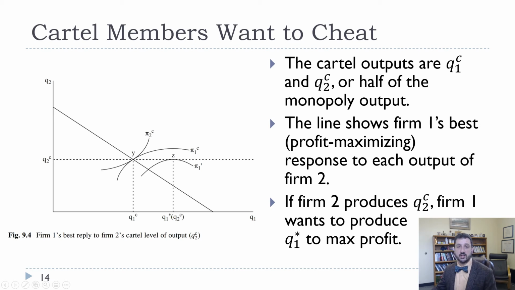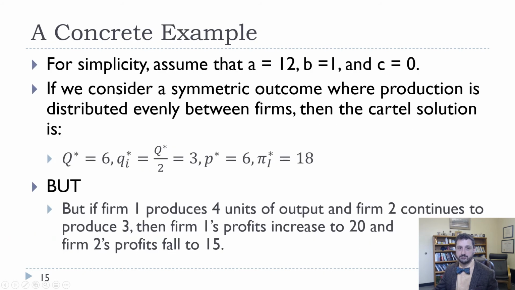And so that's what's going to take us, after this chapter, into something like the Cournot equilibrium, where we want to find a mutual best response. But for now, just know that the cartel quantities maximize profit in total, but not for each firm.